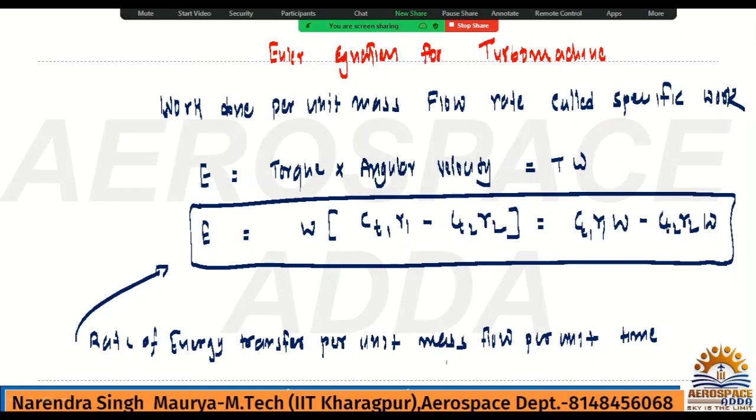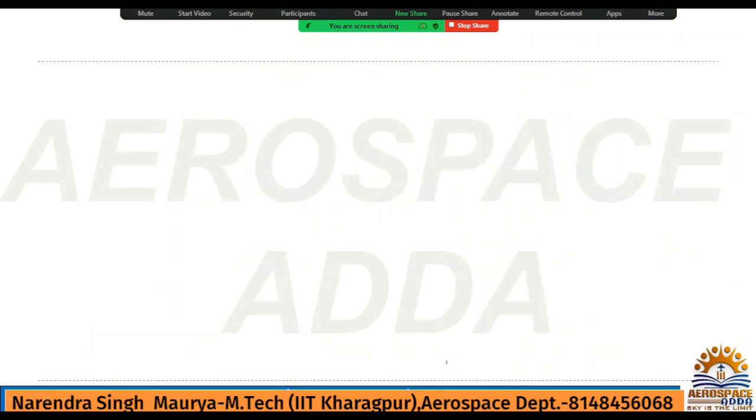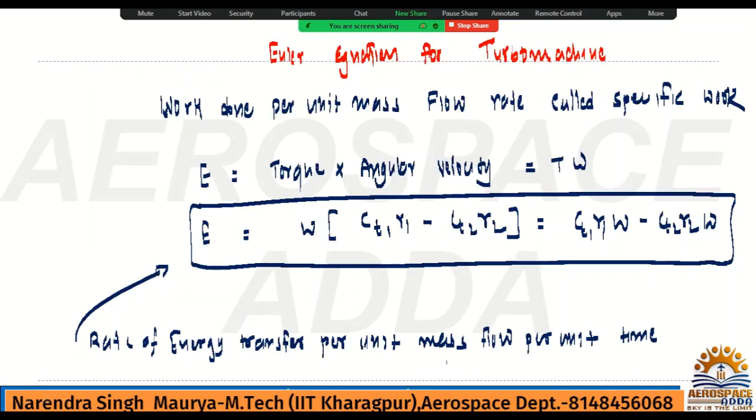Now I hope this one is clear. Now we'll write the equation for the compressor. So what will be the equation for the compressor as per Euler's turbomachinery? Now if you write the equation for the compressor, obviously the compressor will take work. So you can say work input to the compressor. Yes or no? Work input to the compressor you need to write.